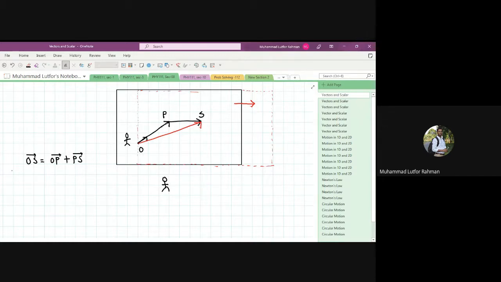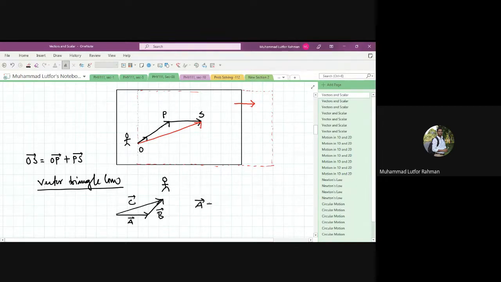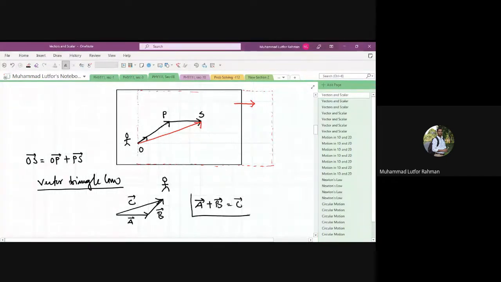This is known as the vector triangle law, which is a very useful law. It means that you have a vector A and another vector B, connected in that way. Then your resultant would be this one, which is C. We can write A plus B must be equal to C. It's known as the vector triangle law. It's a very important law.